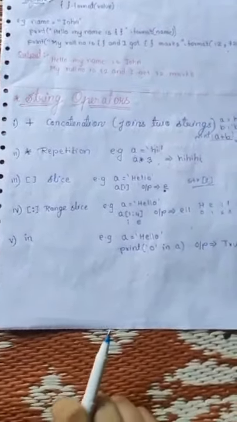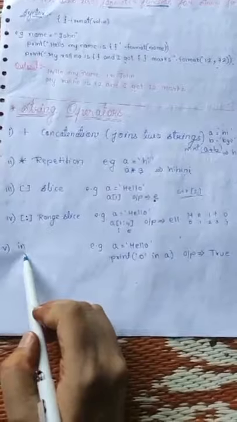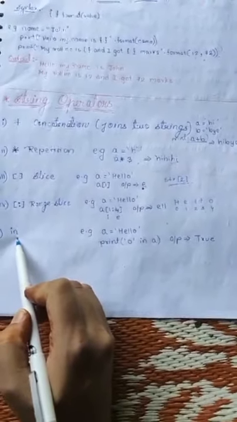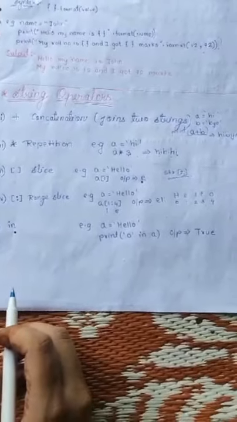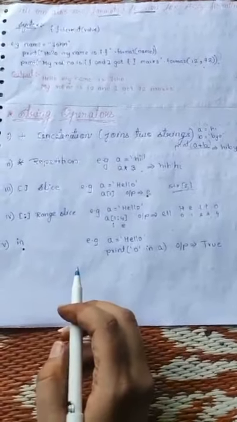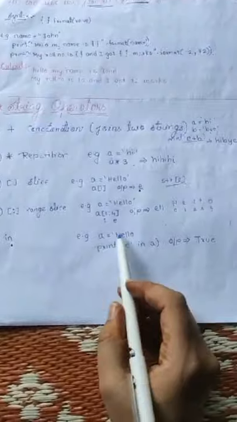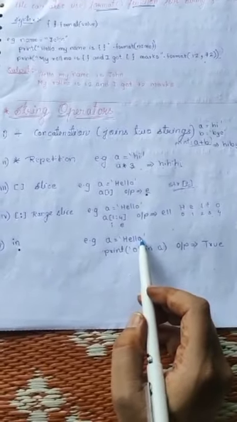The next operator is the in operator. This is nothing but the membership operator. Again, later also we are going to see what exactly this membership operator is. Just have a small introduction to this. Here I have declared a string hello.